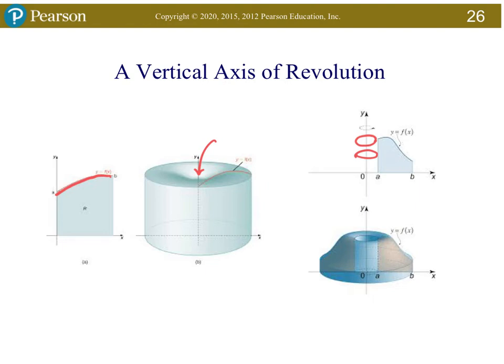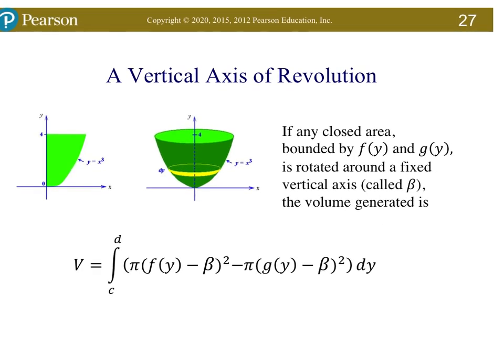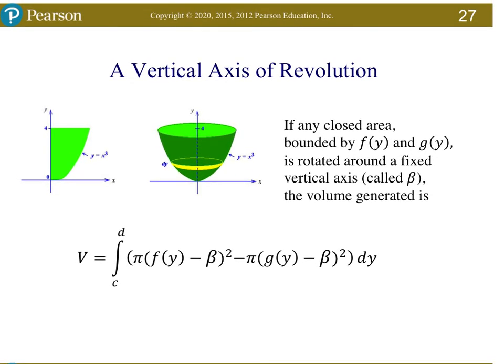So how does that change what you're doing? It doesn't change a ton. It just changes the terms that you do it in. So if you're going to rotate vertically around something, everything switches to y terms. So your bounds switch to y values. Your function switches to y terms. And beta is the value of a vertical axis. If alpha is the horizontal, then beta is the vertical. So the setup of it looks very much the same. The pi times the function.